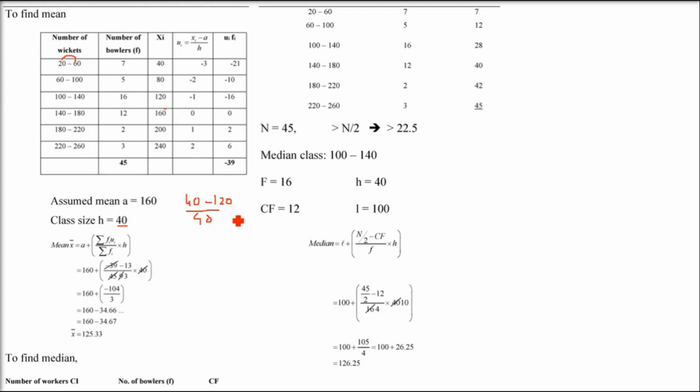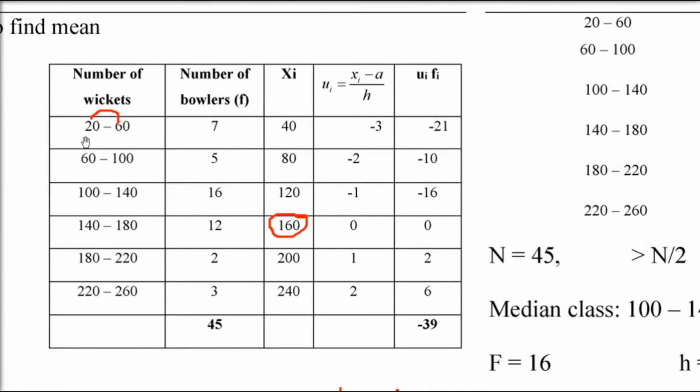So if you take 120, what do you get? You get minus 2 in the first place. If you take 160, as we have taken here, 40 minus 160 divided by 40, that is 120 by 40 negative, so it will be minus 3. You can take 160 or 120, it's up to you. The solution will be almost similar. So I hope you got the idea how we have found ui. Ui will be xi minus a by h.